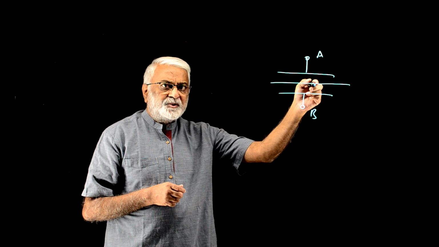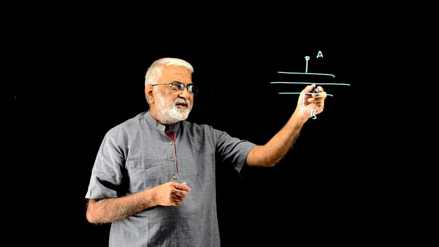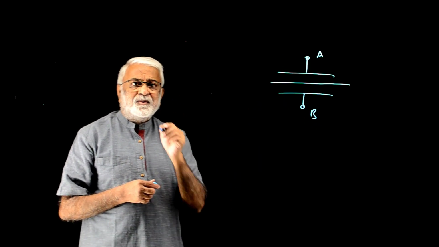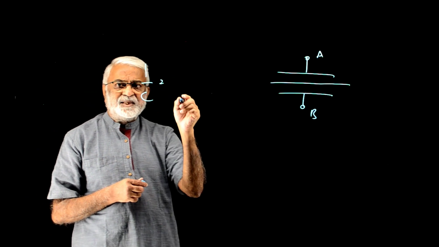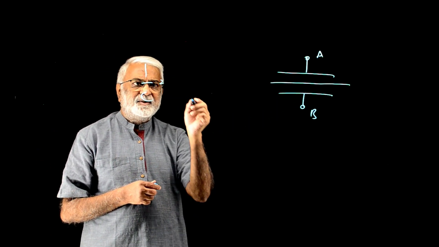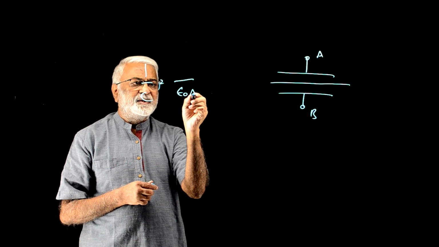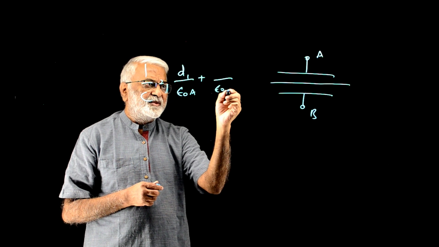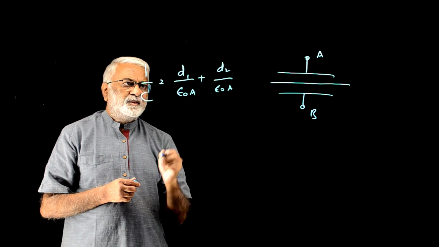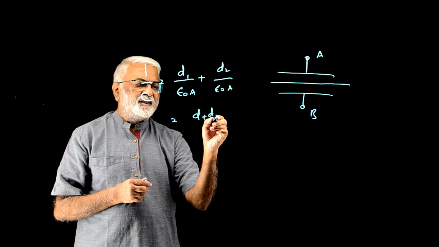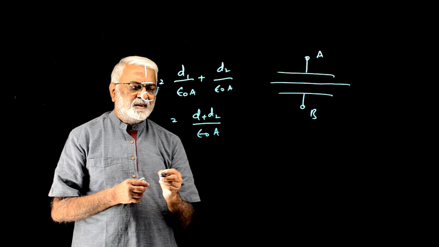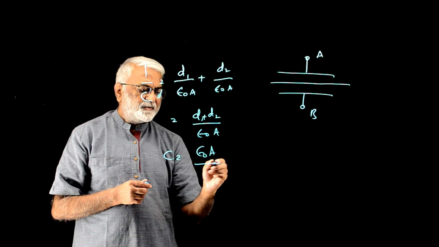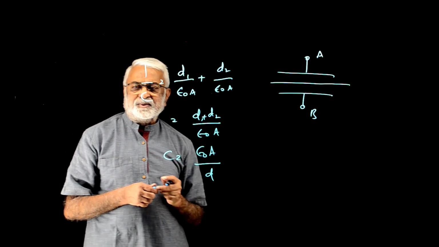The capacitance of this portion is epsilon 0 A by D1, and this is epsilon 0 A by D2, and these two are in series. So 1 by C will be 1 by C1. C1 is epsilon 0 A by D1, right? That will be D1 by epsilon 0 A plus 1 by C2, D2 by epsilon 0 A. So this is D1 plus D2 by epsilon 0 A, and so you can see C is epsilon 0 A by D1 plus D2, but that's D because this is idealized 0 thickness.